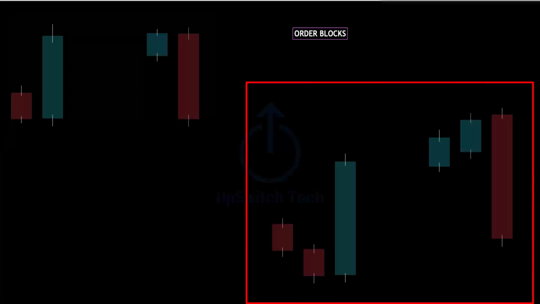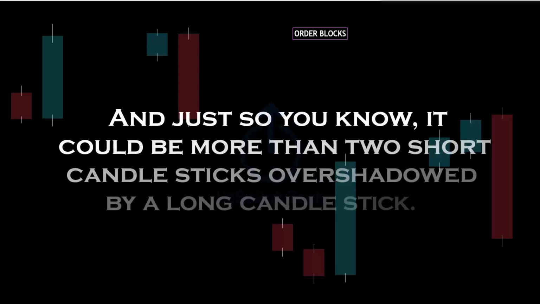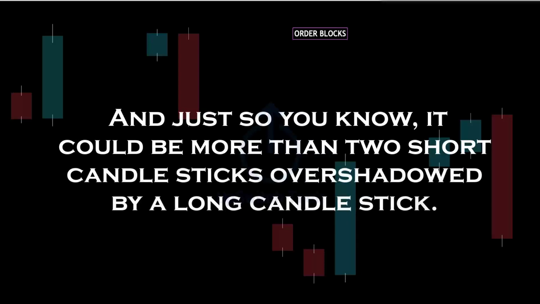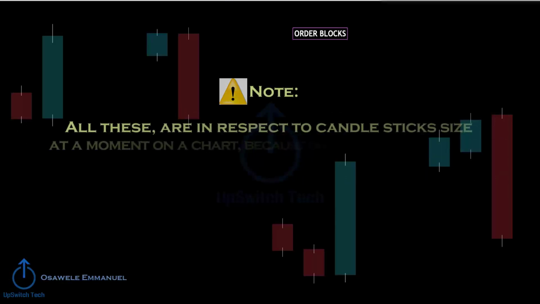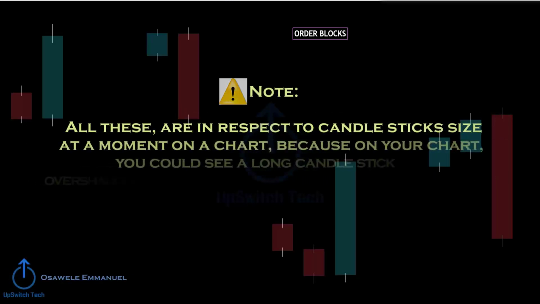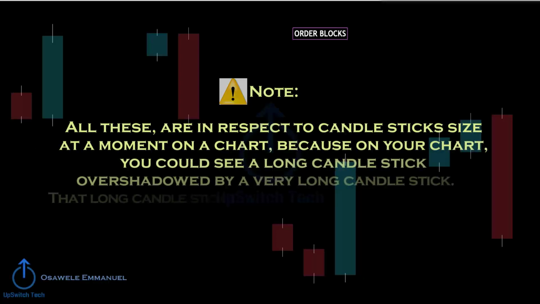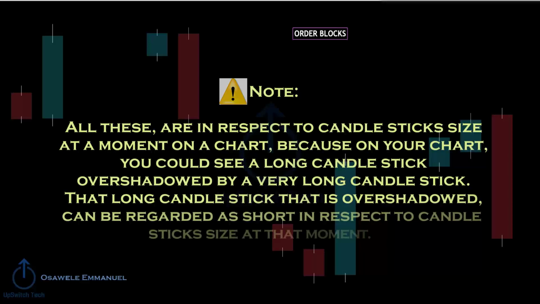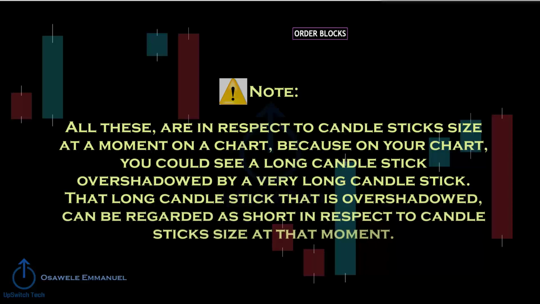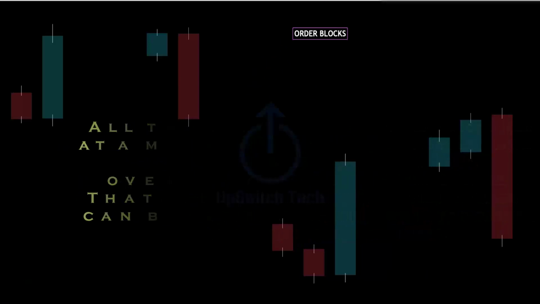Two short candlesticks, overshadowed by a long candlestick. And just so you know, it could be more than two short candlesticks, overshadowed by a long candlestick. Note: all these are in respect to candlestick size at a moment on a chart. Because on your chart, you could see a long candlestick, overshadowed by a very long candlestick. That long candlestick, that is overshadowed, can be regarded as short, in respect to candlestick size, at that moment.